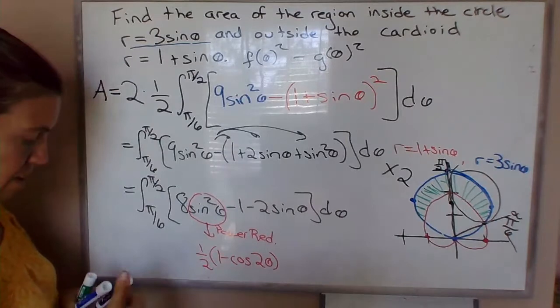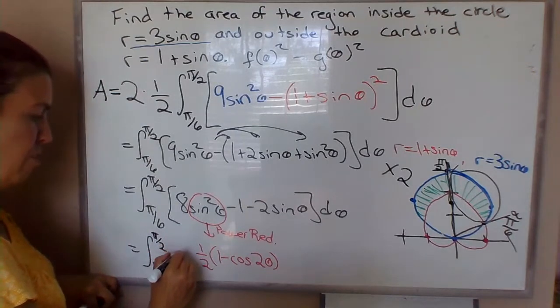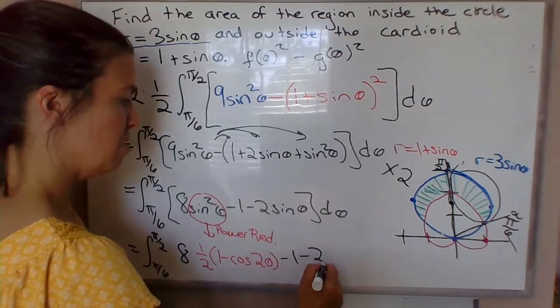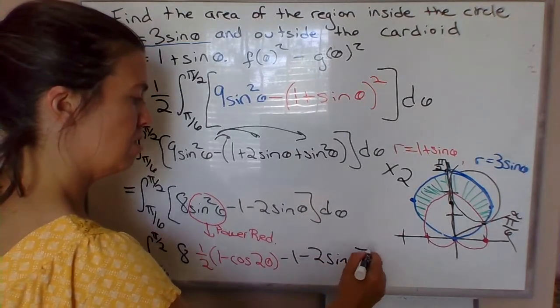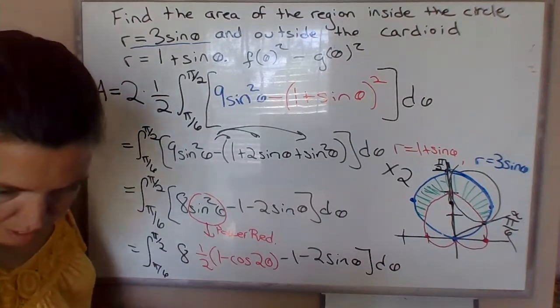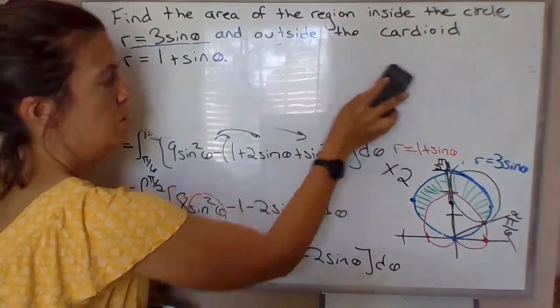Okay. And we've still got pi over 2. We still got an 8 in front of that, so that'll be 4, minus 1 minus 2 sine theta d theta. Okay, let's go ahead and write an antiderivative. So I'm going to come back up here.